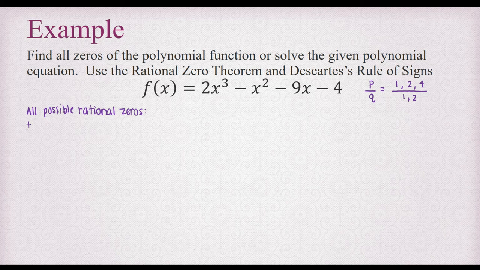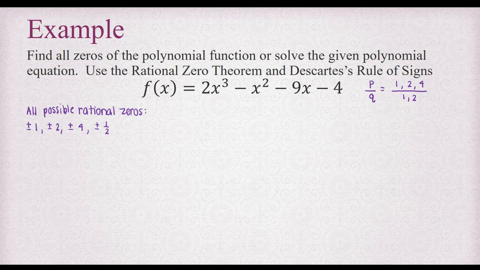So that means that plus or minus, if I do 1 over 1, I'm going to get 1. If I do 2 over 1, I'm going to get 2. If I do 4 over 1, I'm going to get 4. If I go then 1 over 2, I'll get a half. If I do 2 over 2, I'm going to get 1, so I don't have to write that again because I already have it. If I do 4 over 2, I'm going to get 2, so I don't have to write that either. So that means that these are all my possible rational zeros.